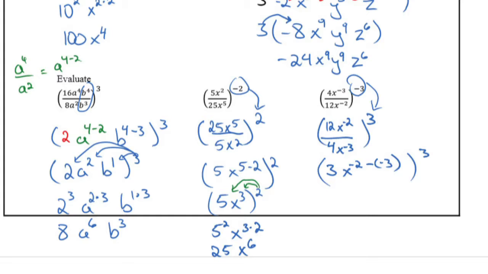Now it looks really, really confusing, but it's not terribly bad. I have 3x to the -2, and then I'm going to subtract -3. X to the power of -2 minus -3 is kind of like x to the -2 plus 3, so I get x to the power of 1. Then I get 3 cubed and x to the 1 times 3. End up with 27x cubed.